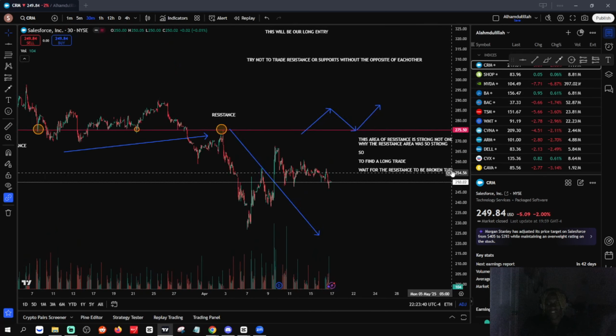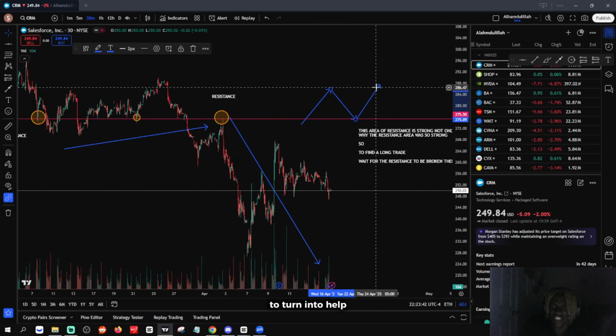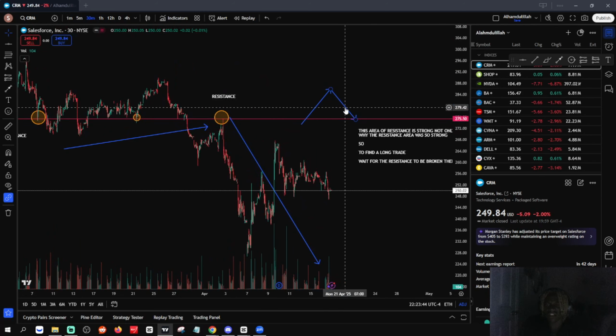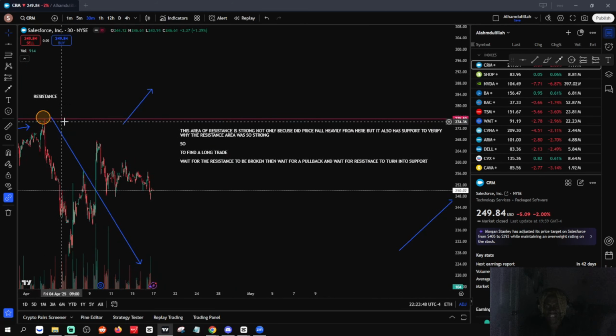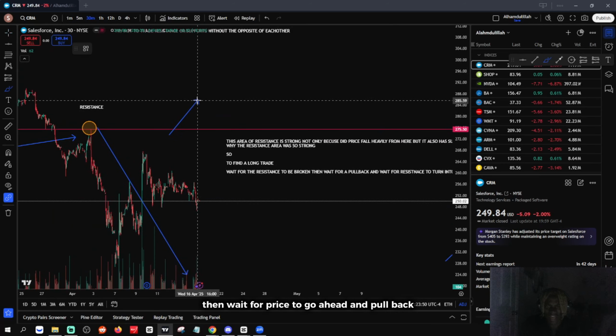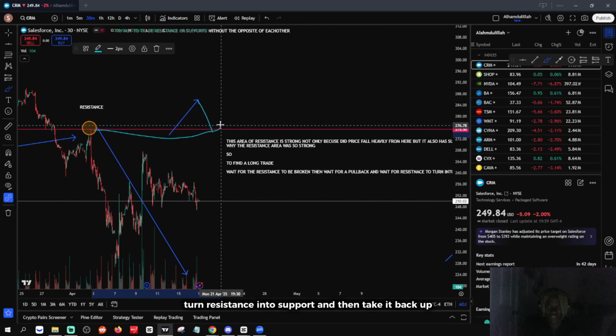So boom. I'm going to be waiting for this area of resistance to turn itself into a support. So to find a long trade, wait for resistance to be broken, then wait for price to pull back, turn resistance into support, and then take it back up.